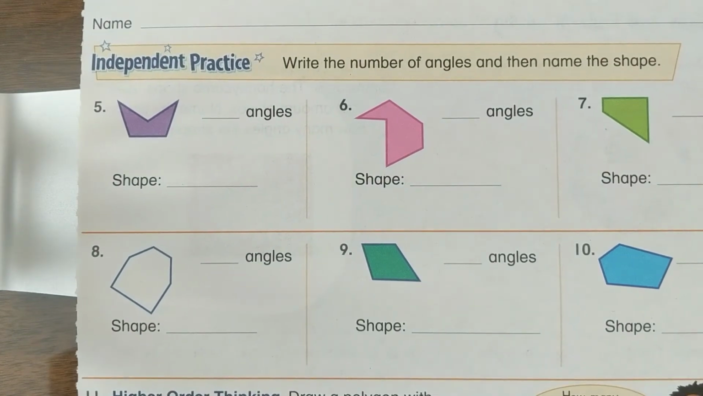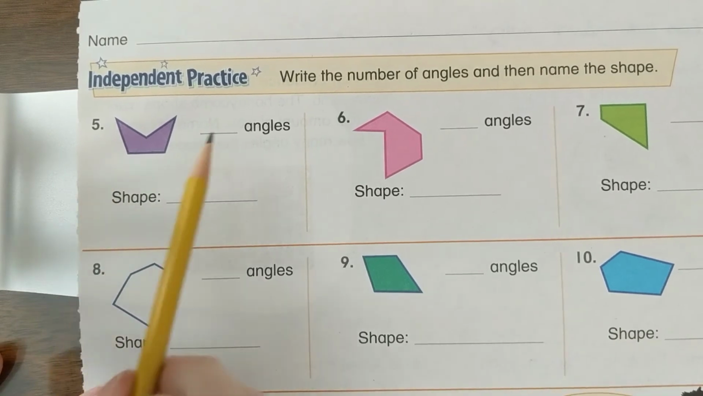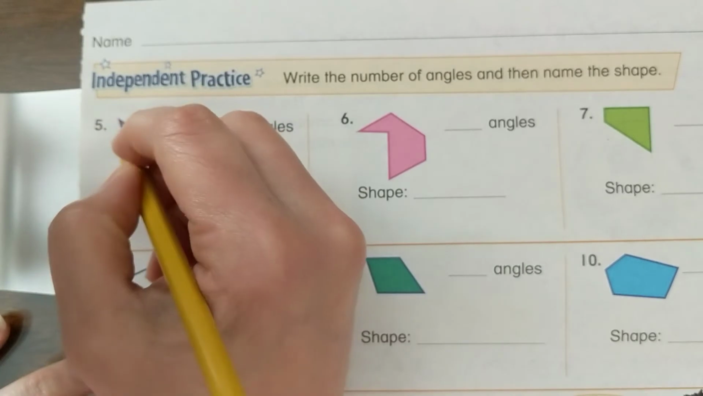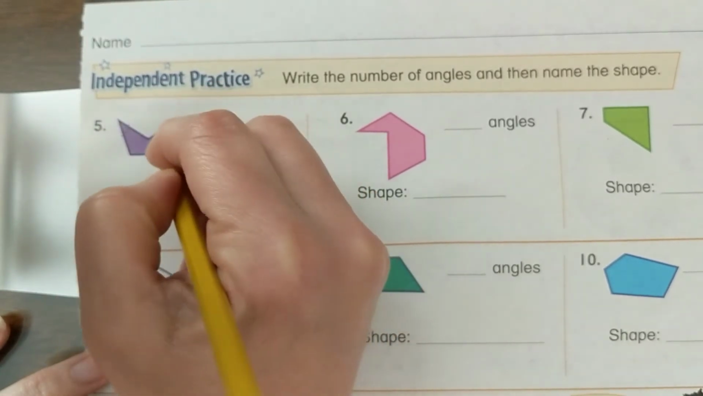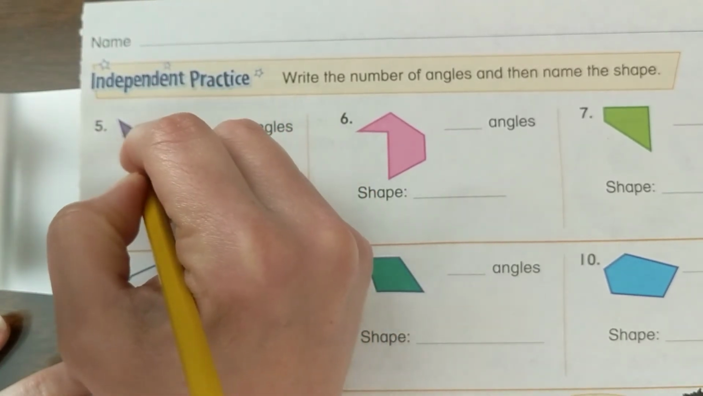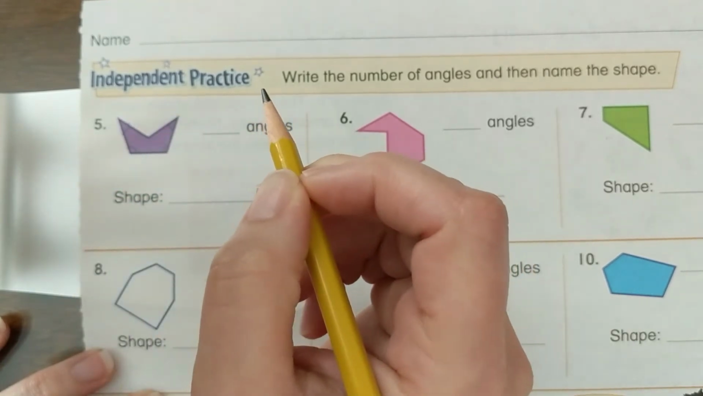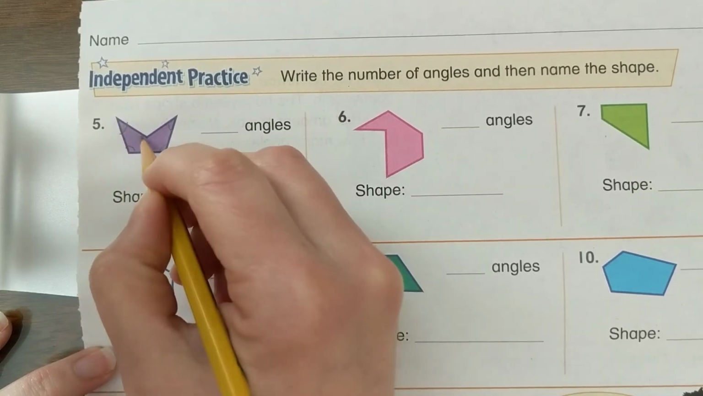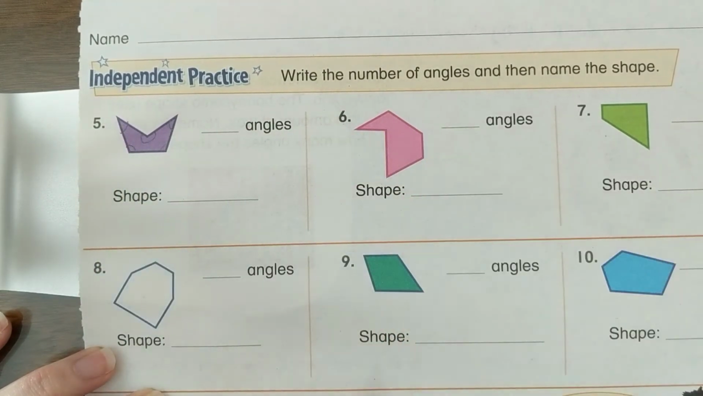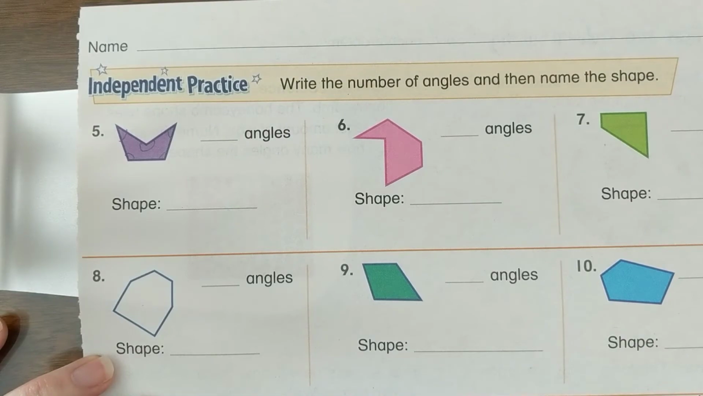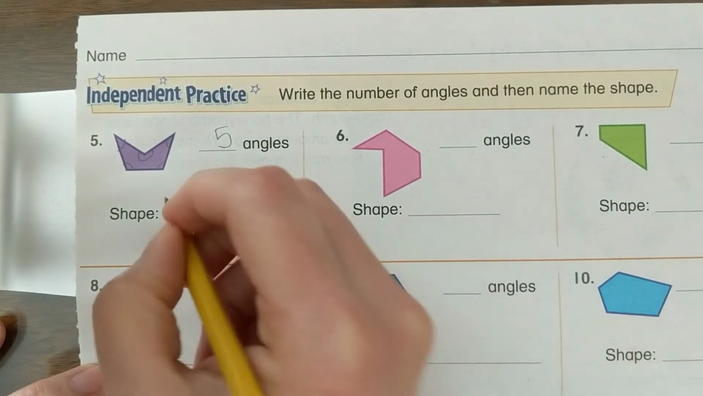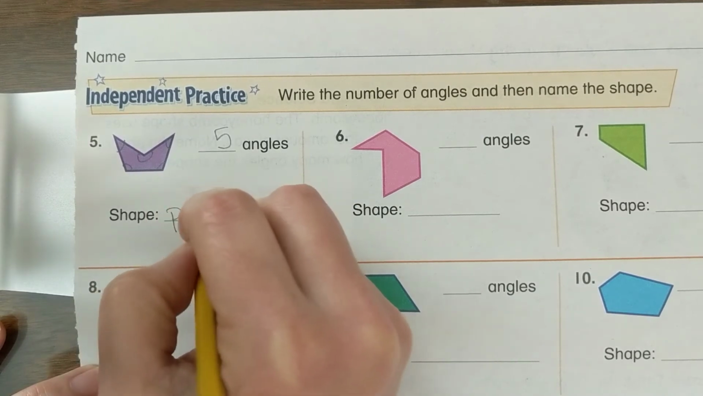You need to write the number of angles and name the shape. Go ahead on number 5. Tell me how many angles and the name of this shape. How many angles? 1, 2, 3, 4. This is a little tricky. It's hard to tell, but this right here is an angle. Okay, it's a very large angle. So it has 5 angles, and the shape is called a pentagon.